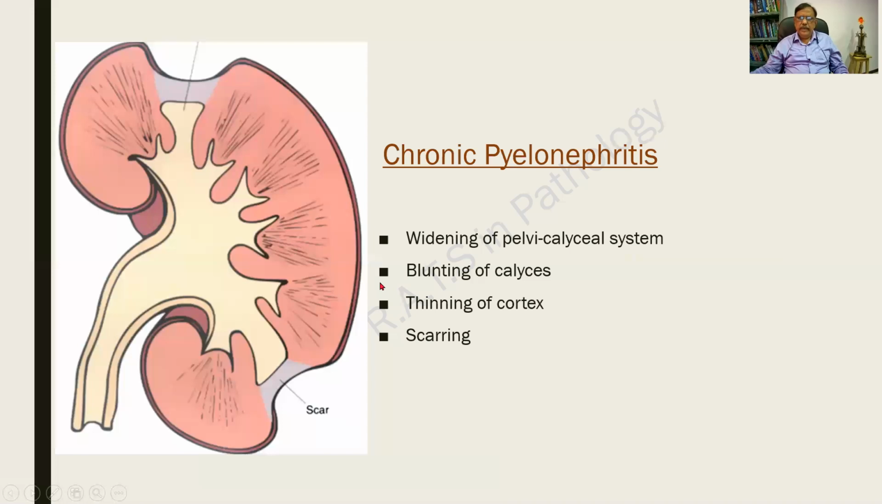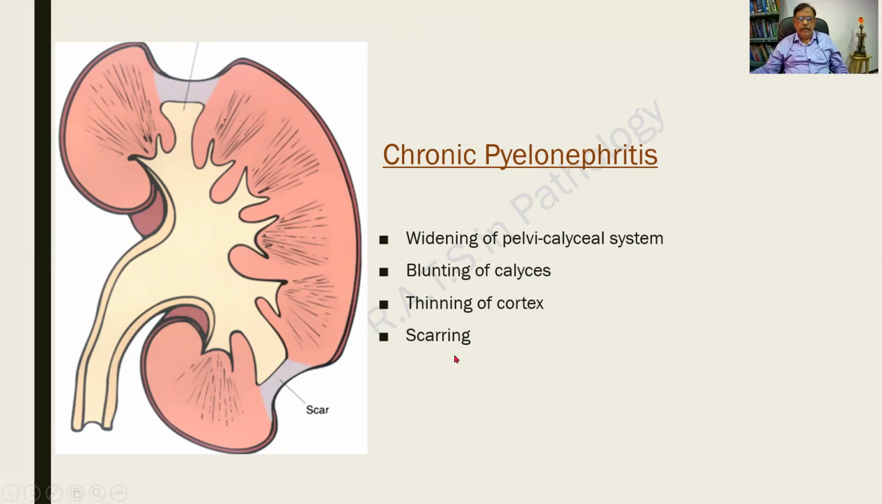This diagram I had explained earlier, still it is worth it. It is a picture of a kidney with core scars in the polar regions, upper and lower poles. The corresponding area shows a narrowing of the cortex and the parenchyma. You find that there is a dilatation of the calyces at the polar region and there is a blunting. Sometimes there can be cupping also. These terms we had used earlier: thinning of the cortex, blunting of the calyces, widening of the pelvicalyceal system, and scarring.